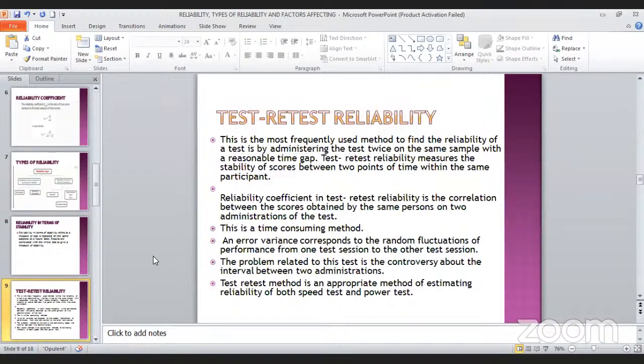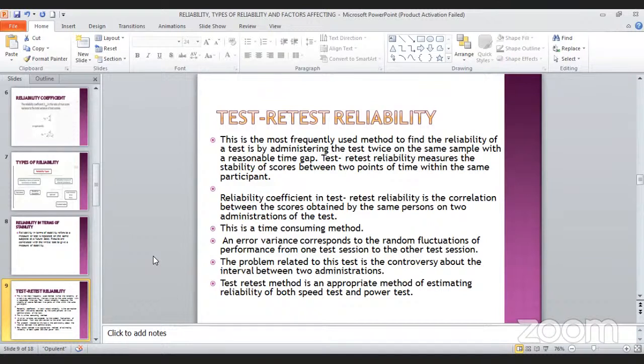This is the most frequently used method to find the reliability of a test, by administering the test twice on the same sample with a reasonable time gap. Test-retest reliability measures the stability of scores between two points of time within the same participant. The reliability coefficient in test-retest reliability is the correlation between the scores obtained by the same persons on two administrations of the test.